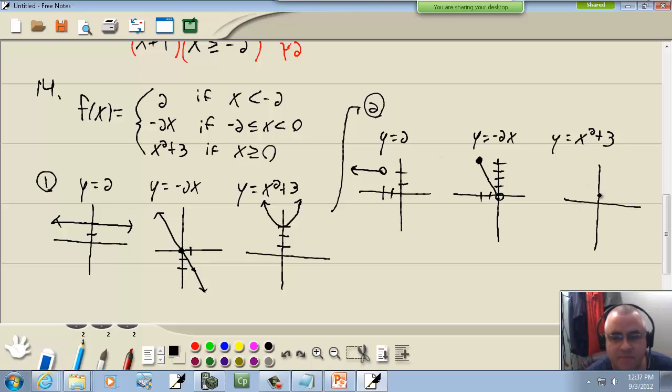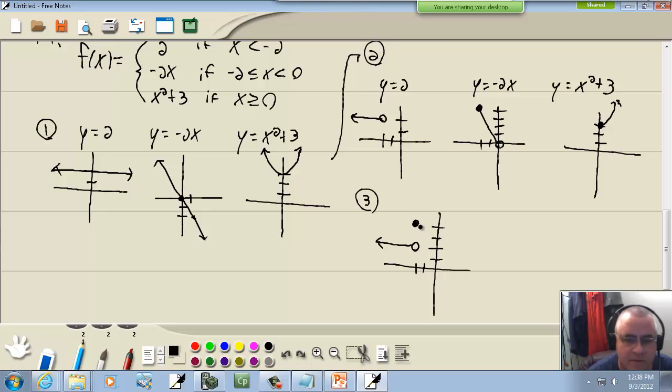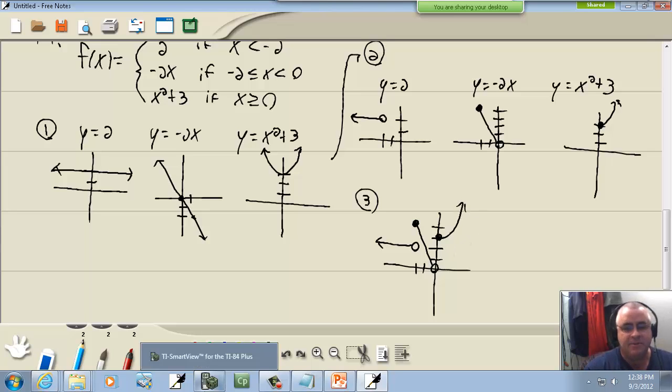Now this one looks like this when x is greater than or equal to 0. So we're going to keep where x is greater than or equal to 0, which is the right side here. It's greater than or equal to, which means this will be a solid dot. Okay. Then step 3, merge those into a single graph. So we have this piece. And then we'll have this piece. And then we'll have that piece right there. And that's our answer.